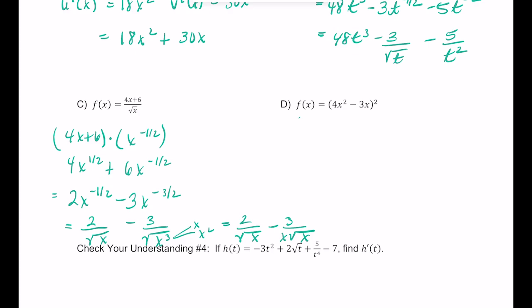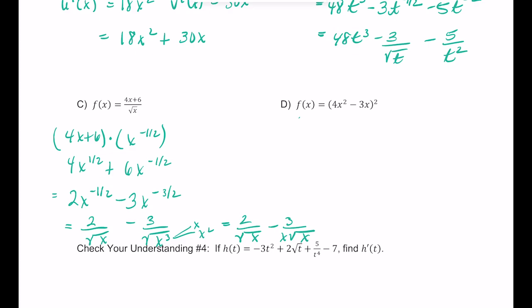For letter D, so here we have a binomial, we're squaring it, right? And we're not quite at the rule yet where we can simplify this easily. We're going to learn about a rule called the chain rule in later lessons that will allow us to simplify something like this and find the derivative.